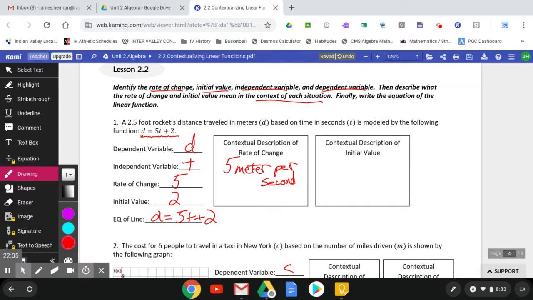What's the contextual description of the initial value? What does that 2 mean in context? Brian? What is it we're looking for? We're looking for the distance, right? Then we just said that it's going to go 5 meters per second. That's our rate of change. And the initial value is 2.